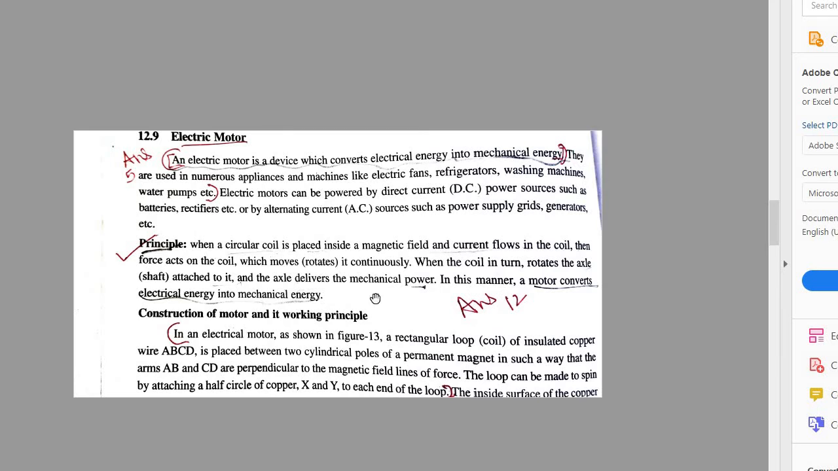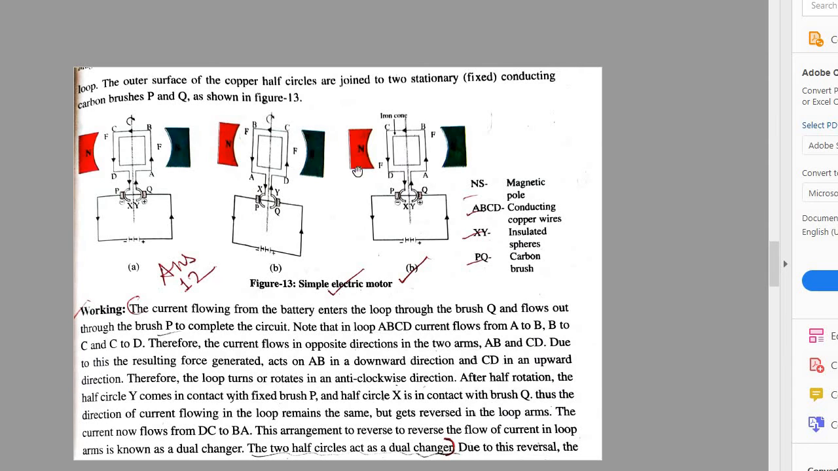Next question is given. You have to explain working of electric motor, its principle, uses, everything. Here uses of electric motors are given, where it is used: electric fan, refrigerator, washing machine, water pumps. What is the principle of your electric motor, and then construction of the motor and its working principle. You have to draw this diagram also, and the 2 half circles act as a split ring commutator. You have to write the answer of question number 3.